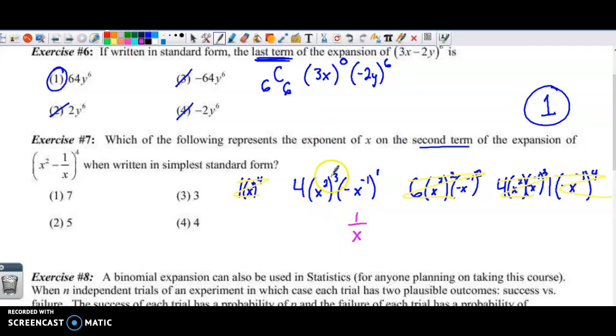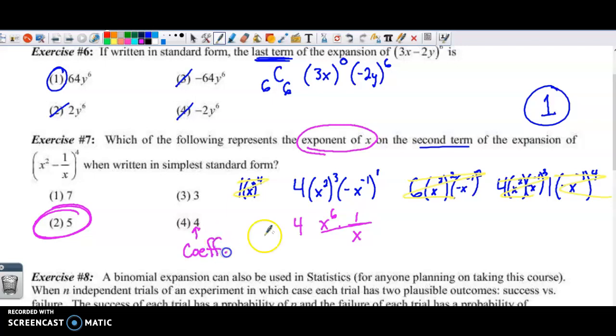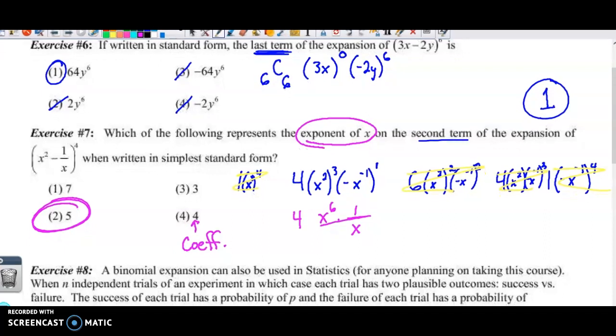Power to a power, you multiply those exponents, so it becomes x to the 6. And that 4 doesn't have anything to multiply by. But actually, we only care about the exponent of x. And when you subtract your exponents, you end up with x to the 5th. I think they've left this 4 here because that's the coefficient, but they don't ask for the coefficient. They ask for the exponent of x of the second term of the expansion.